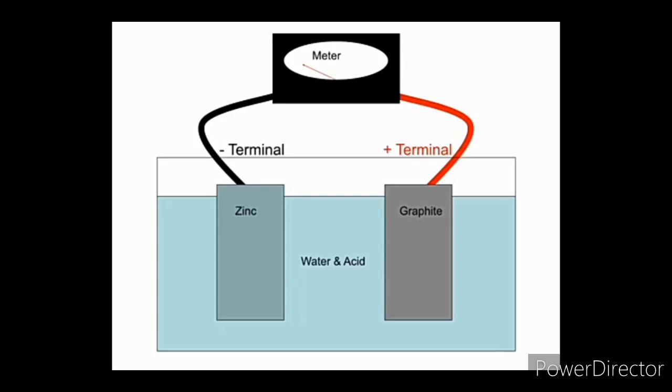The electrons are moving away from the zinc and toward the graphite. The zinc is the negative terminal of the cell and the graphite is the positive terminal.